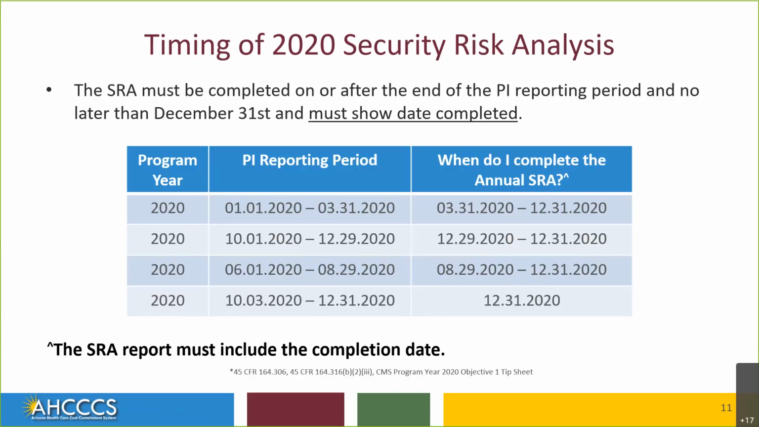So even though as these practices are analyzing and completing the security risk analysis, they can start it in October if they want, but they need to make sure that they review that SRA and date all that work that they did on December 31st, 2020 for this specific EP. And so keep in mind the SRA report must include that completion date.